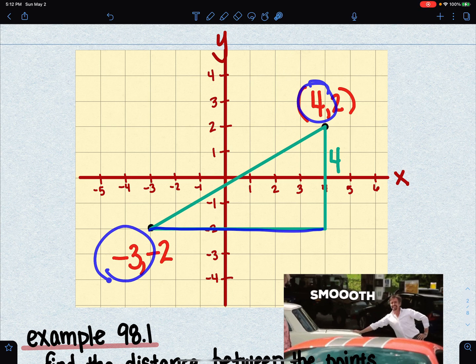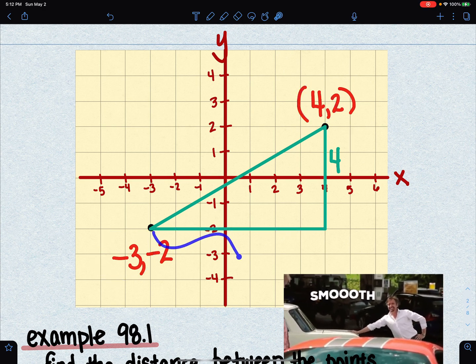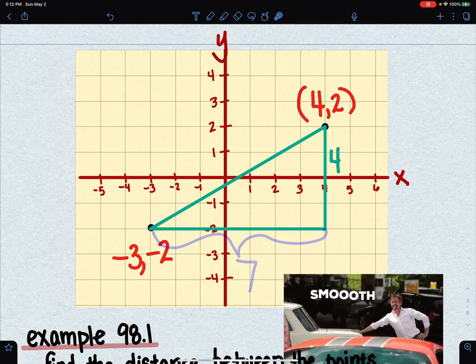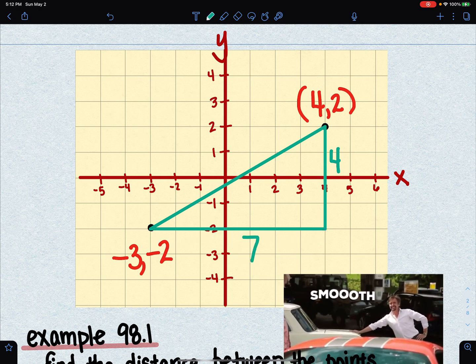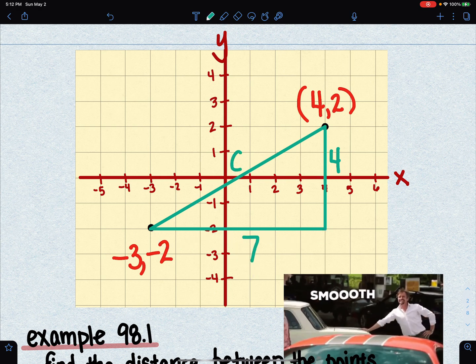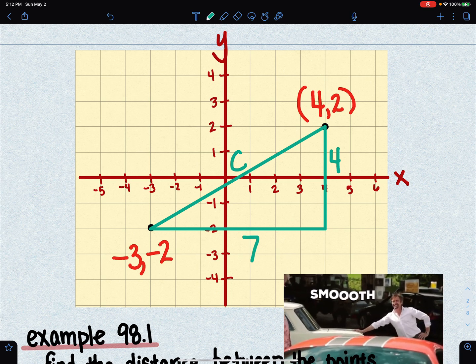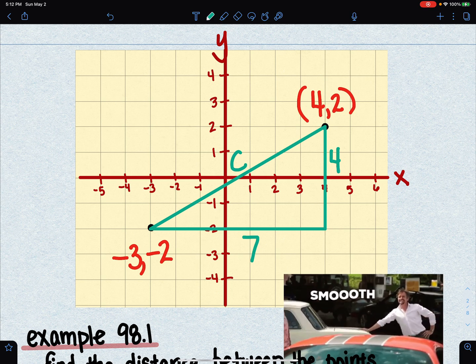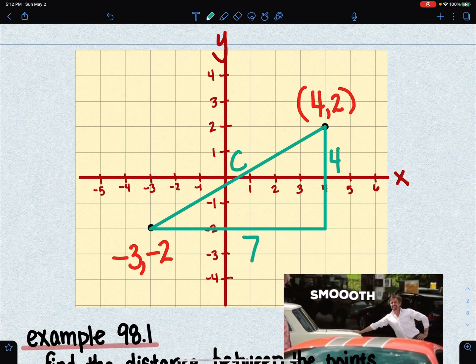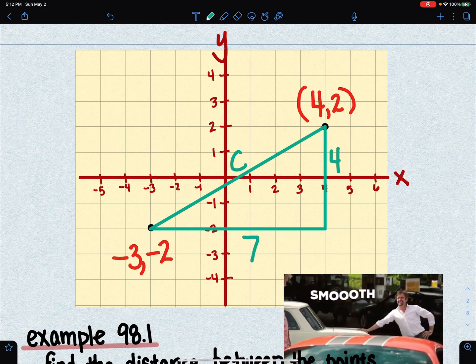A length has to be positive, so I'm just going to add the absolute values, 4 plus 3, and that means that this length is going to be 7. Okay, so I'm just going to write a 7 there. And we're solving for c, right? So that's basically how we do these problems when they ask us to find the distance between 2 points.